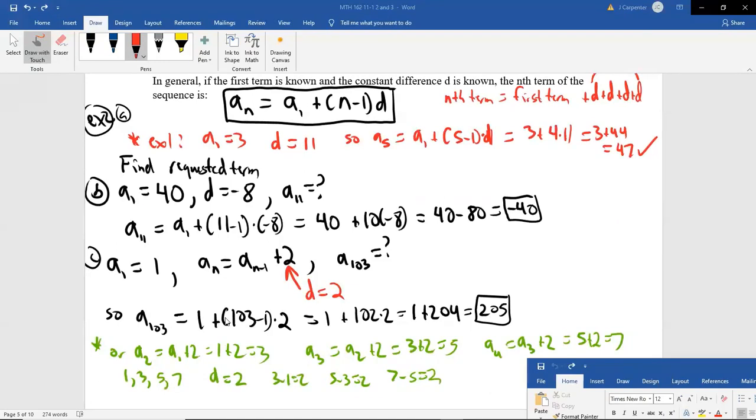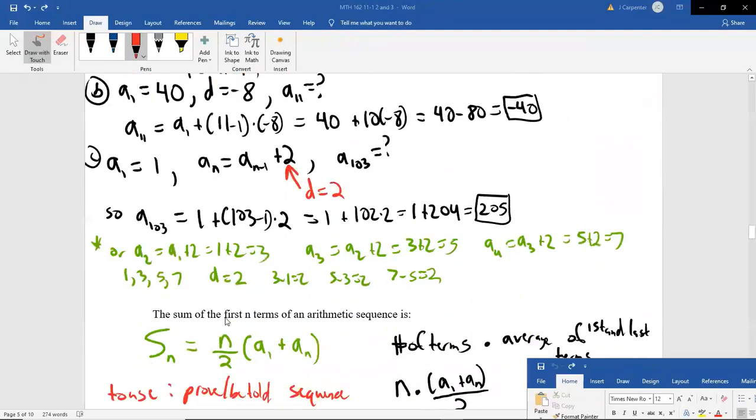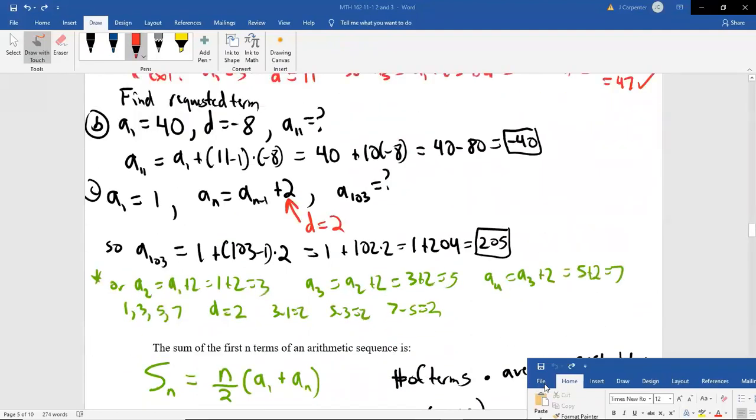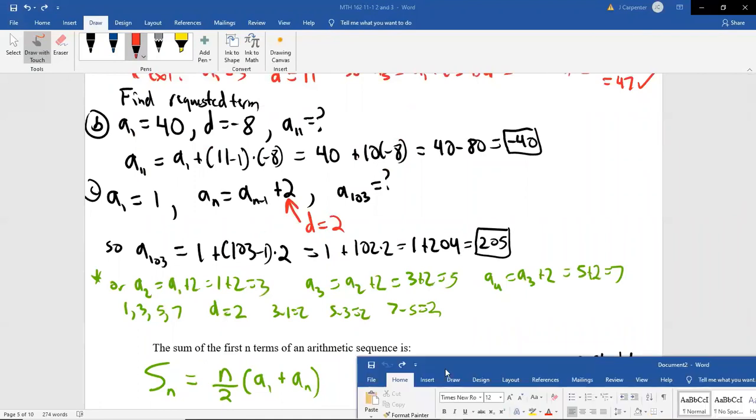All right, let's move on. The sum of the first n terms of an arithmetic sequence is. How much time do I have? I really want to show the proof of this formula. But at the same time, I don't think we have time for it. But I'll give you an argument as to why it works.